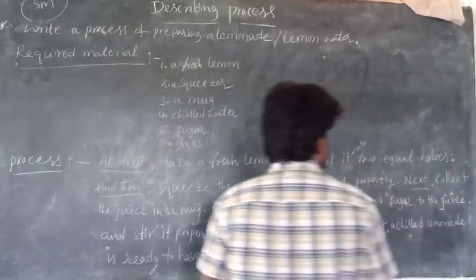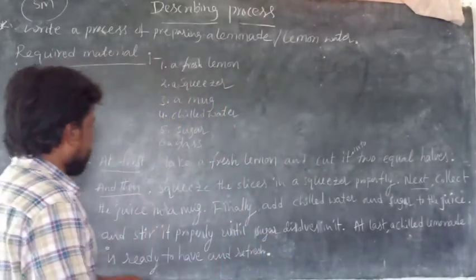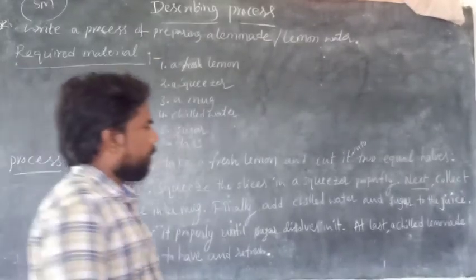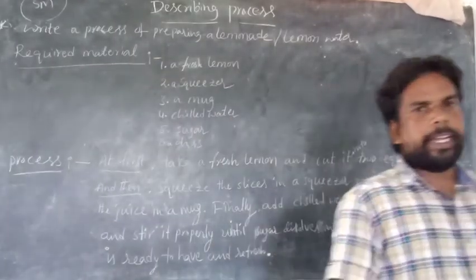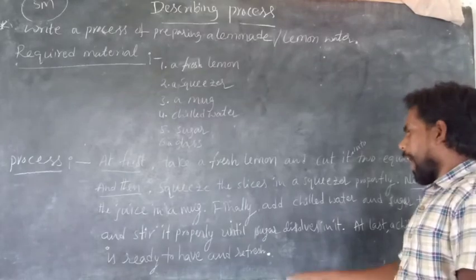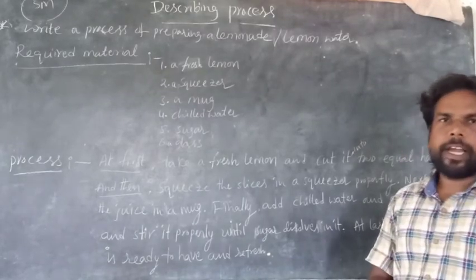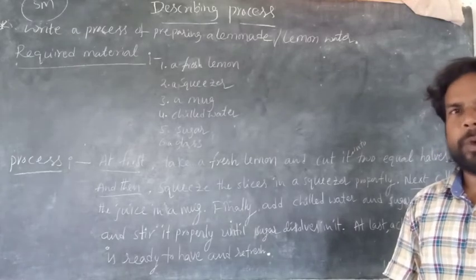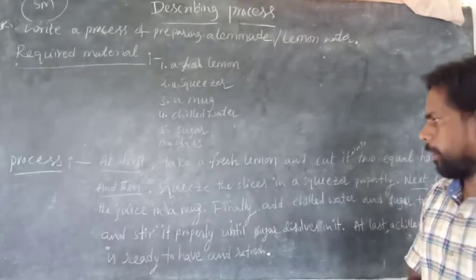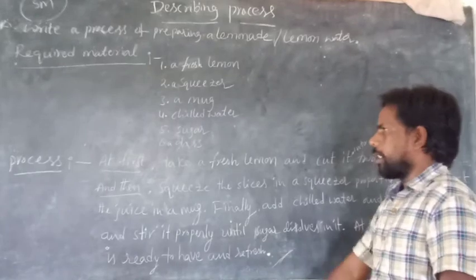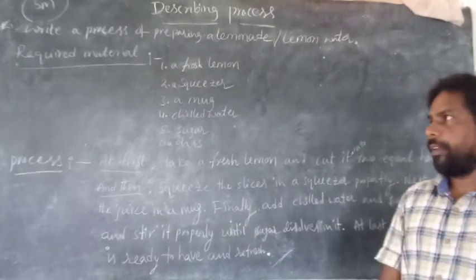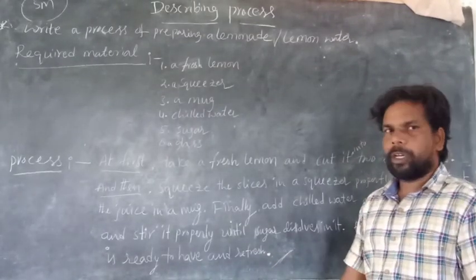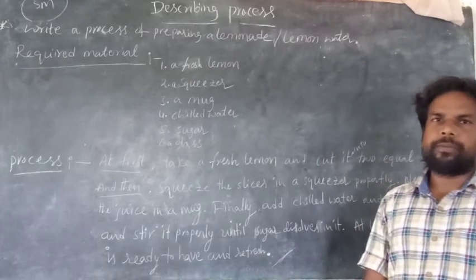At last, what will happen? A chilled lemonade is ready to have, to refresh and to enjoy it. So this is the process. This is the describing process. If you write like this, you will be given 4 or 4.5.